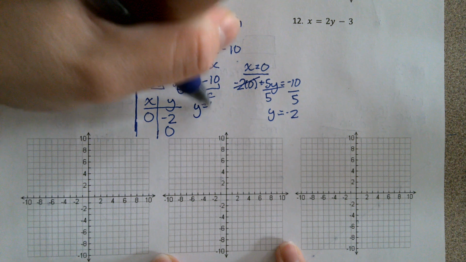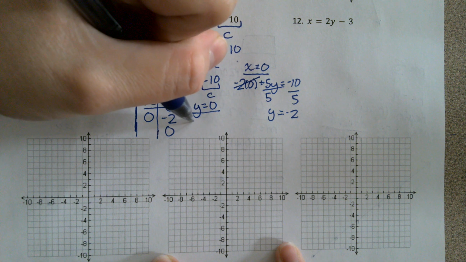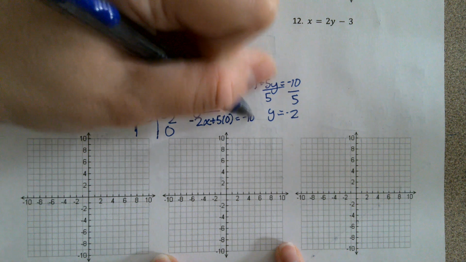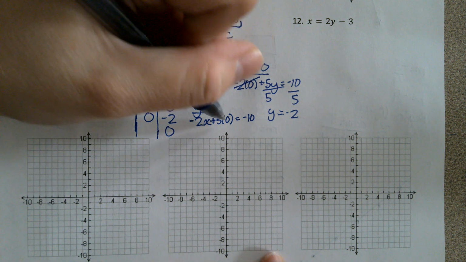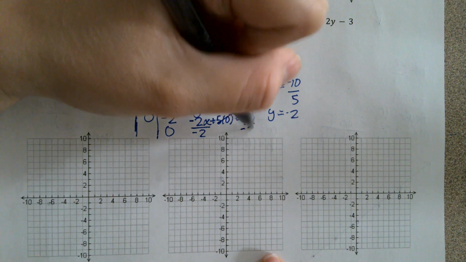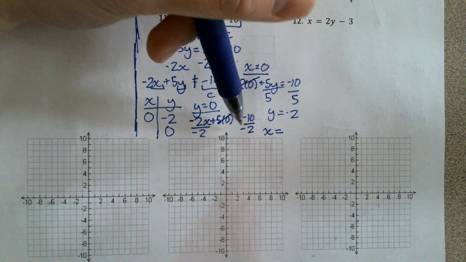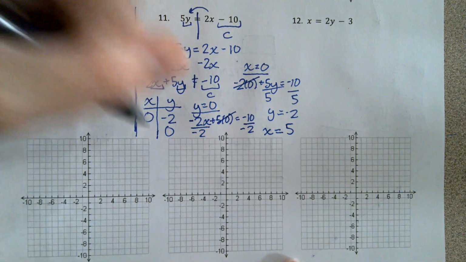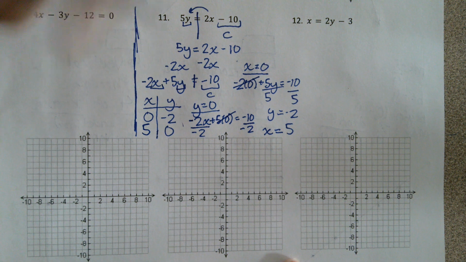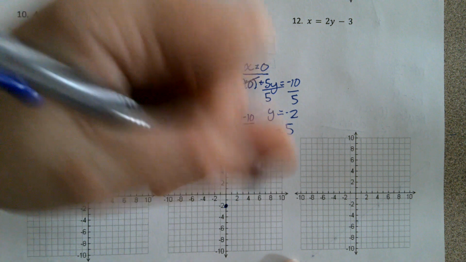And then if we have y equals 0, we have negative 2x plus 5 times 0 equals negative 10. 5 times 0 is 0. Negative 2x equals negative 10. Divide by negative 2. X equals, and negative divided by negative is a positive, so this is a positive 5. So these are my 2 points, and I'll graph those. (0, negative 2) and (5, 0).